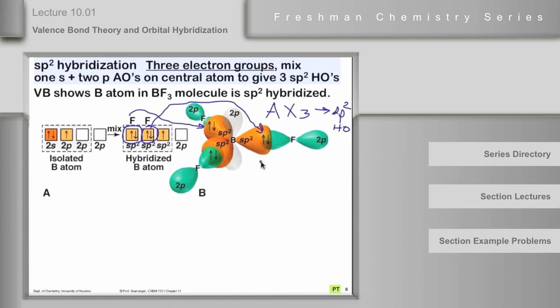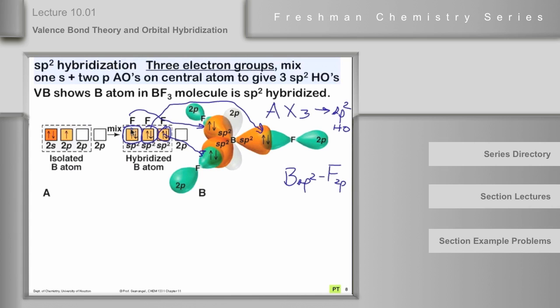Now, if you were asked to name or describe the BF bond in BF3 according to the valence bond model, here's how you would do it. You would write down boron, and then the orbital that it uses to form these bonds is sp2, and then you would write down what's bonded to boron through sp2, and that's fluorine 2p. And of course, there are three of them. The third one is that one right there.